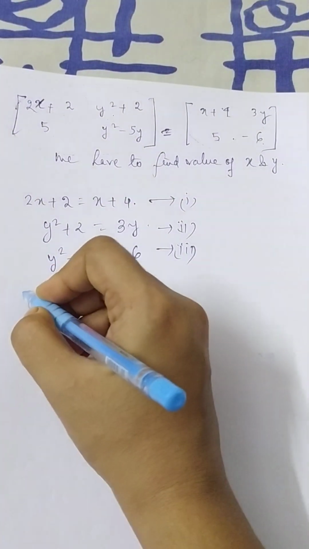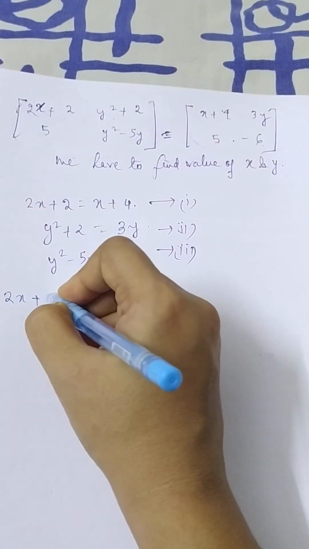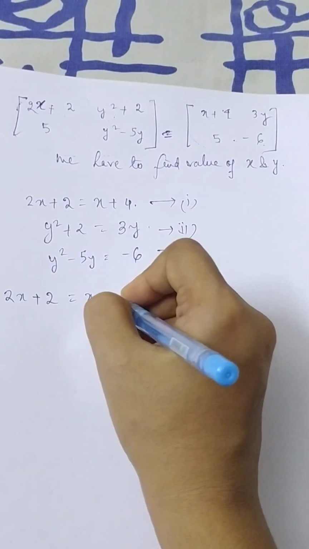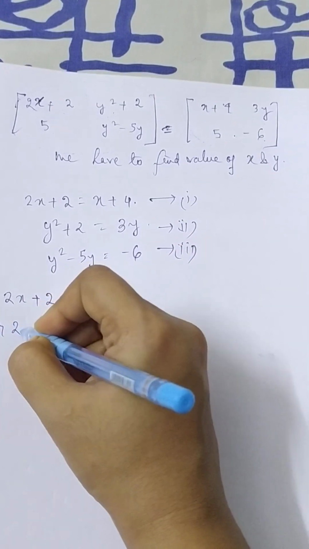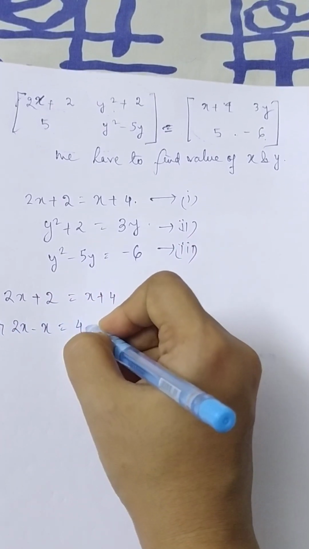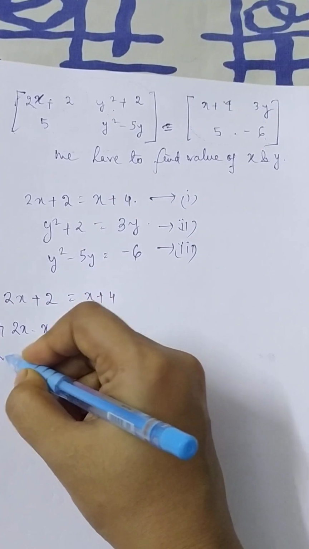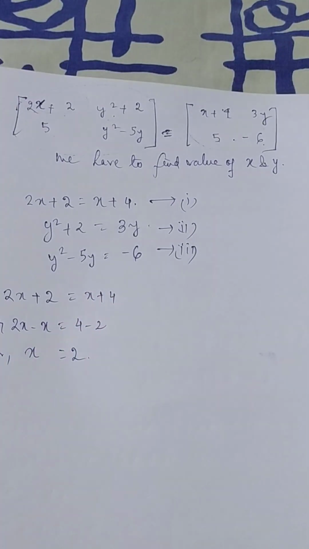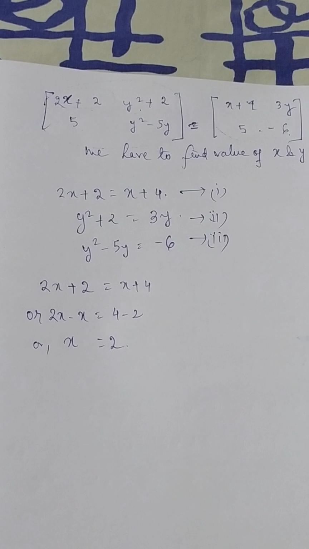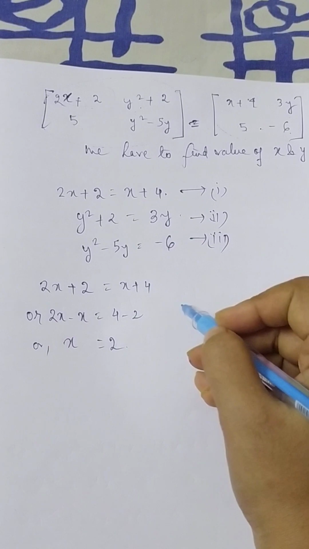From the first equation, 2x plus 2 equals x plus 4. So from this I can write 2x minus x equals 4 minus 2, that is x equals 2, right? Now I have found the value of x. Now I have to find the value of y.